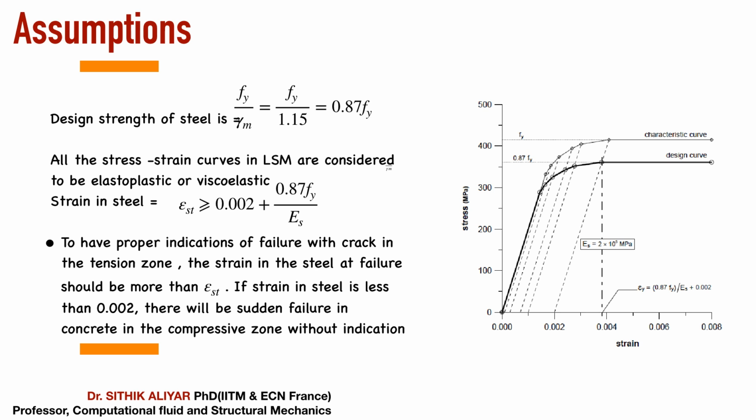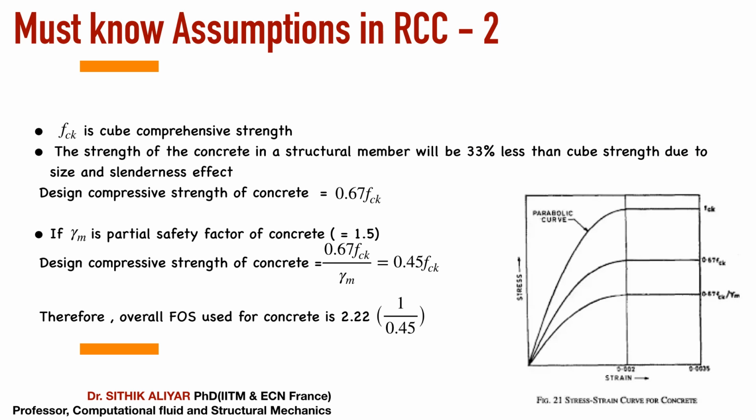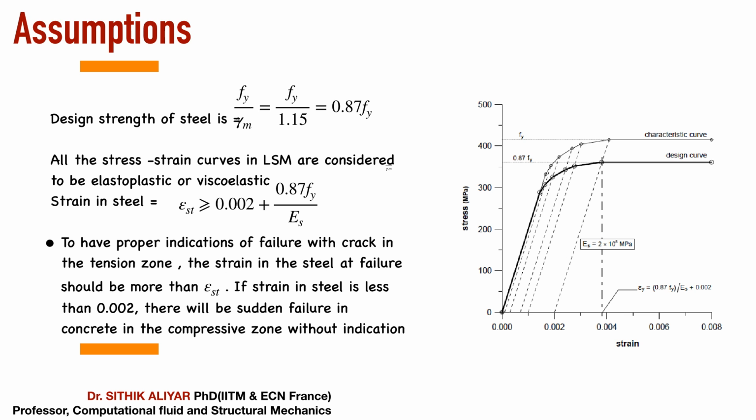Okay, so there is an explanation here on the left side. All the stress and strain graphs in the limit state method are considered to be elastoplastic. As you can see in the previous slide, if the concrete reaches 0.002 and beyond, if you apply any further stress, it will collapse on reaching 0.0035 because the line is straight. So we should assume that the strain in steel should be more than 0.002, such that concrete will not reach the 0.002. So they have taken an assumption.